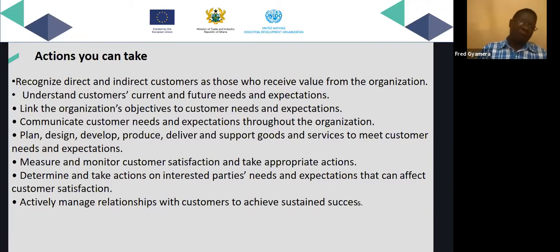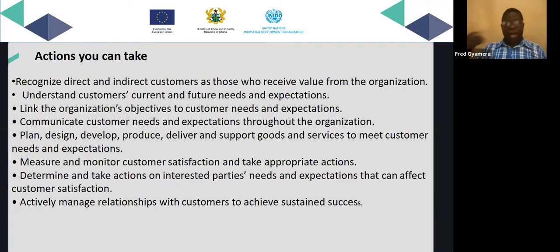What are the actions? What can you do to realize some of these benefits? Consider both direct and indirect customers, those who receive the value from the organization. So one, understand the customer's current and future needs and expectations. We've spoken about that. Two, link your company's objectives to customer needs and expectations. Sometimes I walk into the reception of a company and see their vision, mission statement and objectives, and they are not linked to quality. Trust me, it is just a wish list.